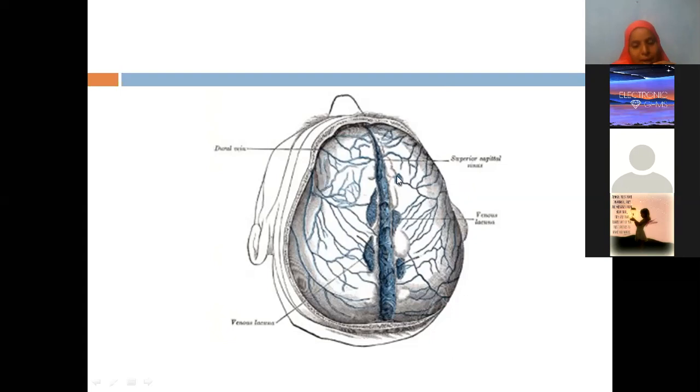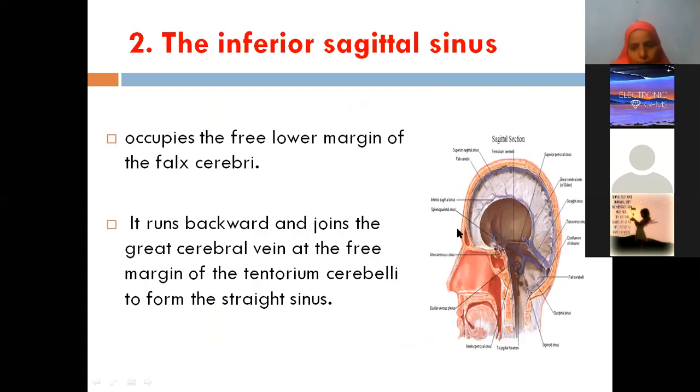In old cadavers when you compare with young cadavers, that means as the age advances, you will see more number of arachnoid granulations. Now, which is the inferior sagittal sinus? The one which is associated with the free margin of falx cerebri. It occupies the lower free margin.